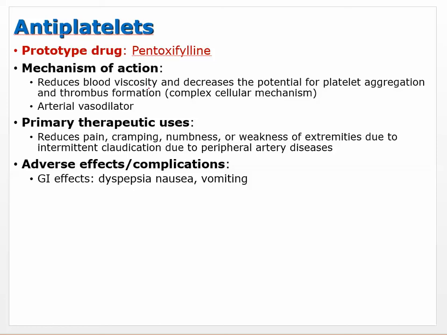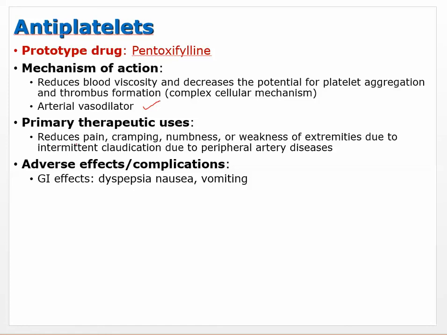Okay, so I guess you could say in this case it actually thins the blood, as opposed to a lot of people like to call things like heparin a blood thinner, which really just prevents clotting. But this actually decreases the blood viscosity, which decreases the potential for platelet aggregation and thrombus formation. And ATI also says that it's an arterial vasodilator, so that can also help blood flow. It helps blood flow along to prevent that clotting.